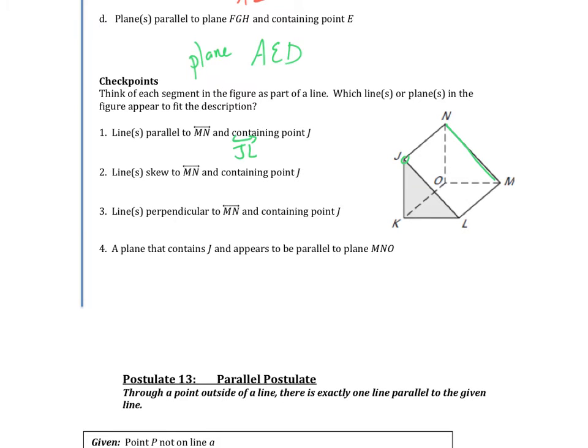A line skew to MN that goes through point J. That will be JK, because line JK will never cross, but it's not parallel. A line perpendicular to MN containing point J, that'll be right here, JN.